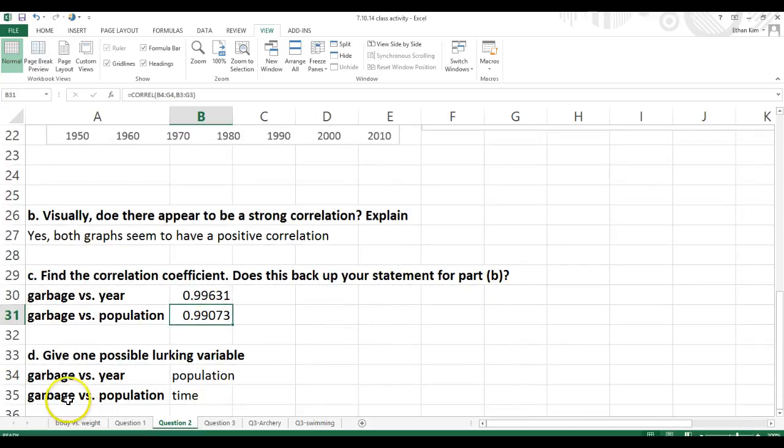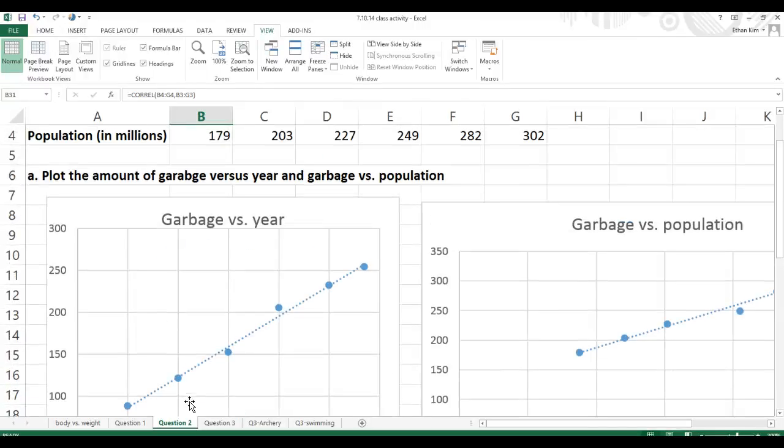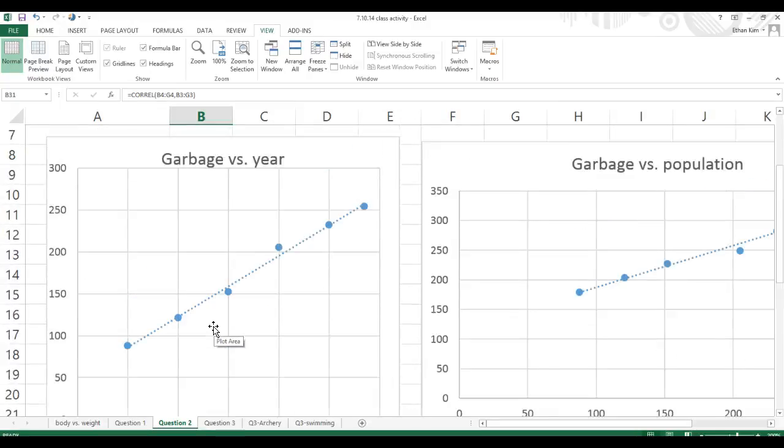And same thing. So when talking about garbage and population, the time also can be the lurking variable. And in fact, time and population, these two are related. So we call that multicollinearity, but I don't think we are going to talk about that here. But there is a relationship between the year and population. So when we are analyzing this data, we have to factor that into account.